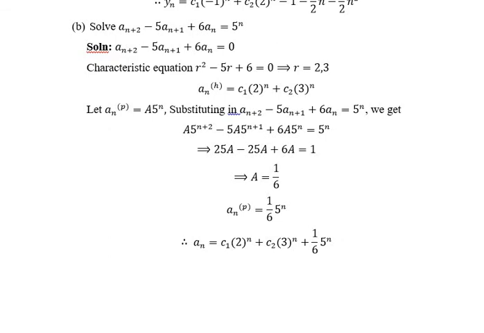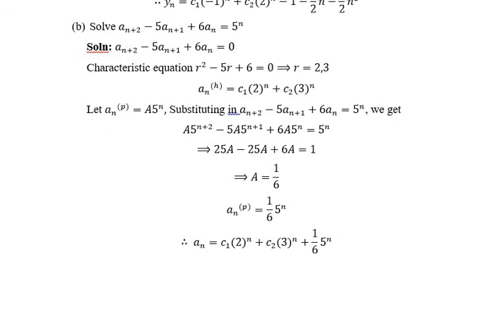We can see that 5 raised to n gets cancelled throughout. So what remains? 25A - 25A + 6A = 1, and you are getting your A as 1 by 6 there. So a_n^p = 1/6 into 5^n.